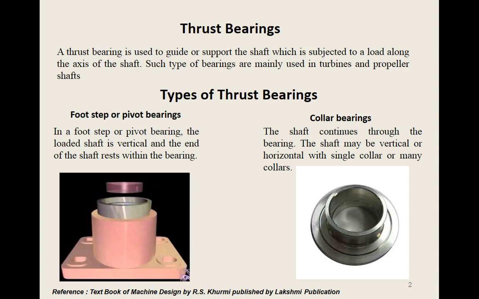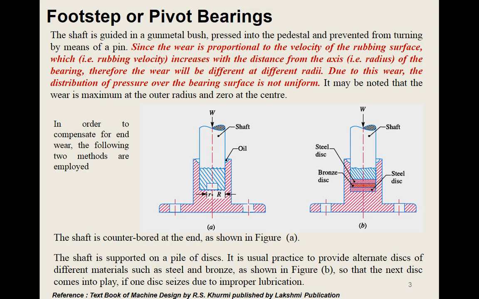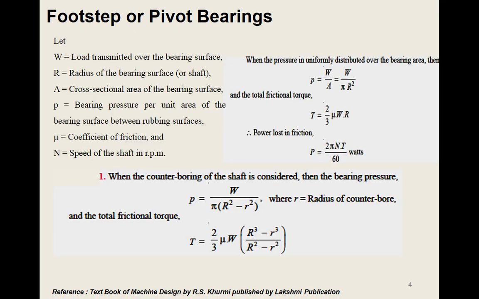In the footstep type of bearing, the shaft is always vertical and the end of the shaft rests within the bearing. But in case of collar bearing, the shaft may be vertical or horizontal with a single collar or many collars. We have discussed the footstep bearing. This is the complete description of the footstep bearing, how it works, and the numerical. Some equations are involved in the footstep bearing.